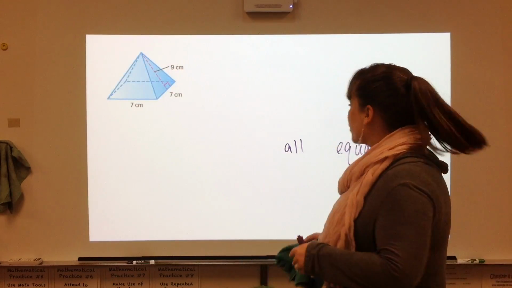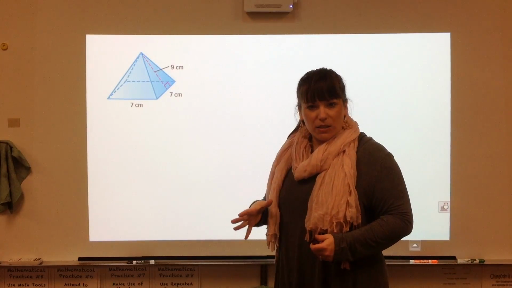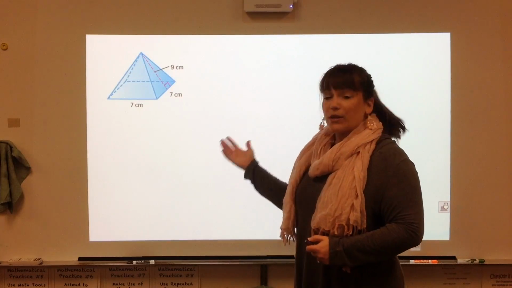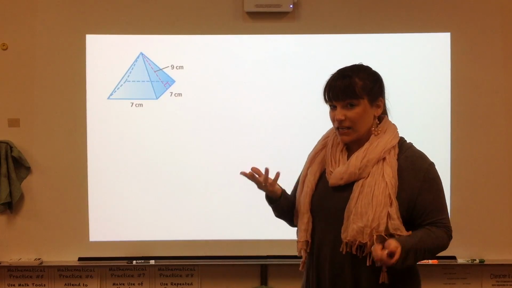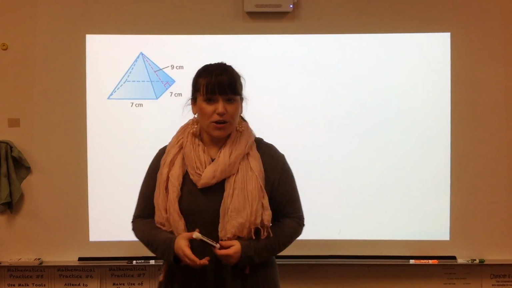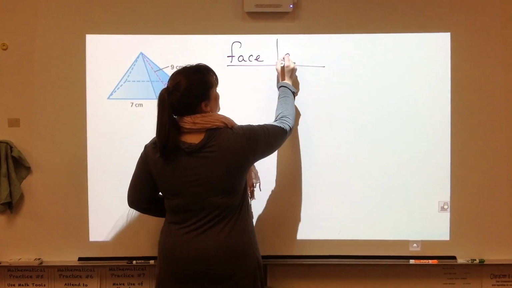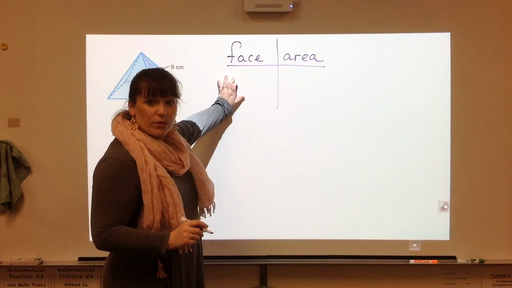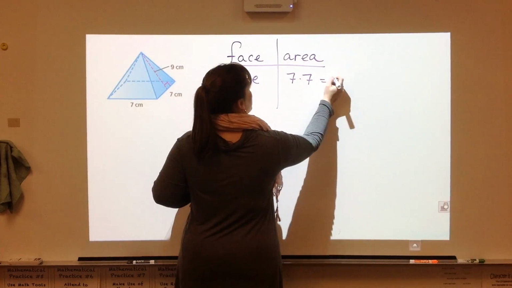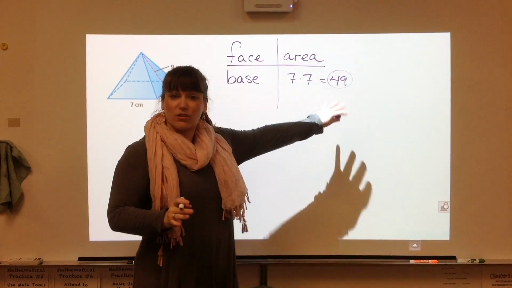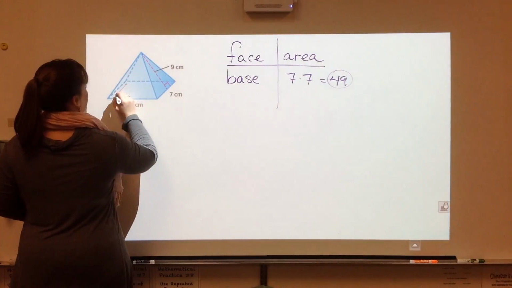So on the inside, we're going to do some examples, 2 visual and 2 word problems. So we have a square-based pyramid here, and we know the base of the pyramid is 7, and the slant height is 9. So if I were going to chart it out, I would still need my face column and my area column. I'm going to work with the base first. That's going to be 7 times 7, which is 49. I don't want to double it because there's only one base. So that's this part right here.